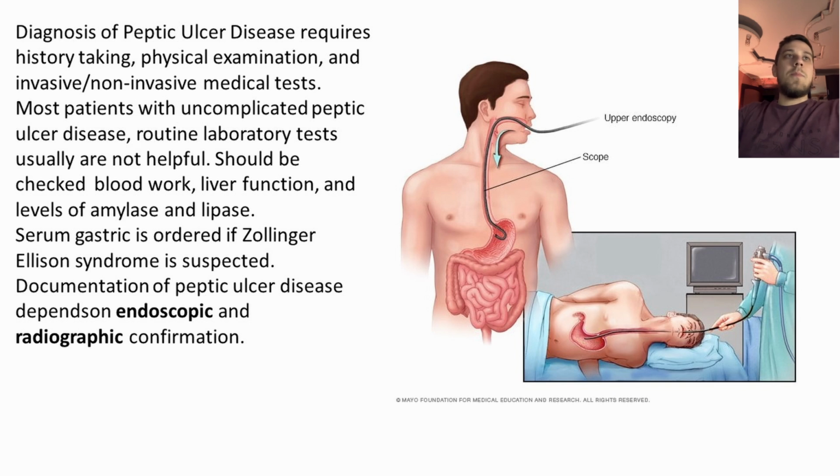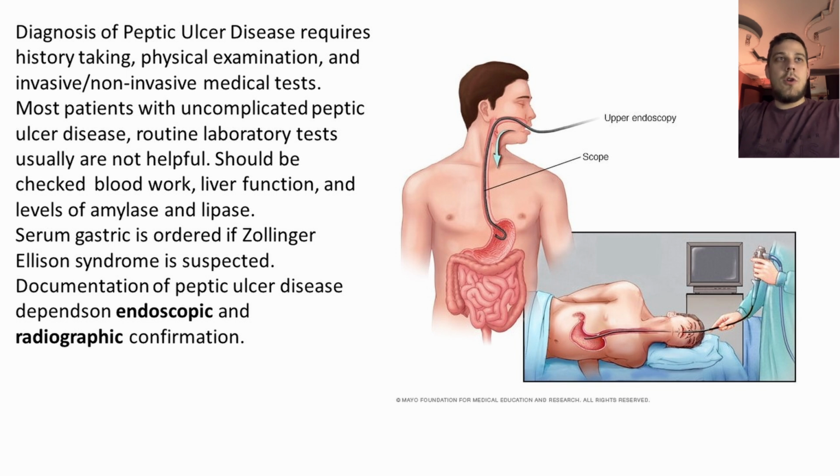The diagnosis of peptic ulcer disease involves a thorough medical history, physical examination, and a combination of invasive and non-invasive tests. For most patients with uncomplicated peptic ulcer disease, routine laboratory tests are often uninformative. However, blood tests, liver function tests, and levels of amylase and lipase should be evaluated. Serum gastrin levels may be assessed if Zollinger-Ellison syndrome is suspected.